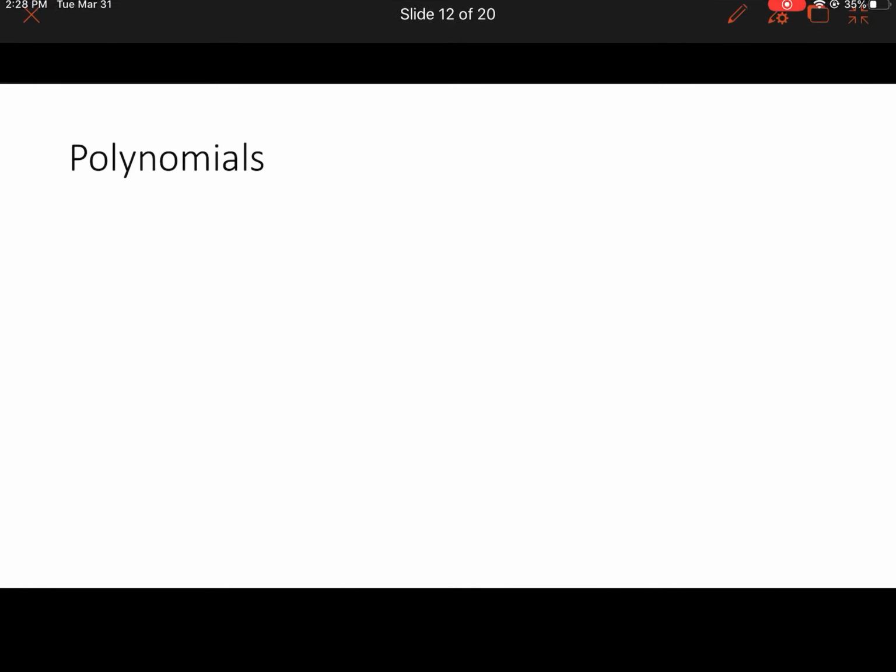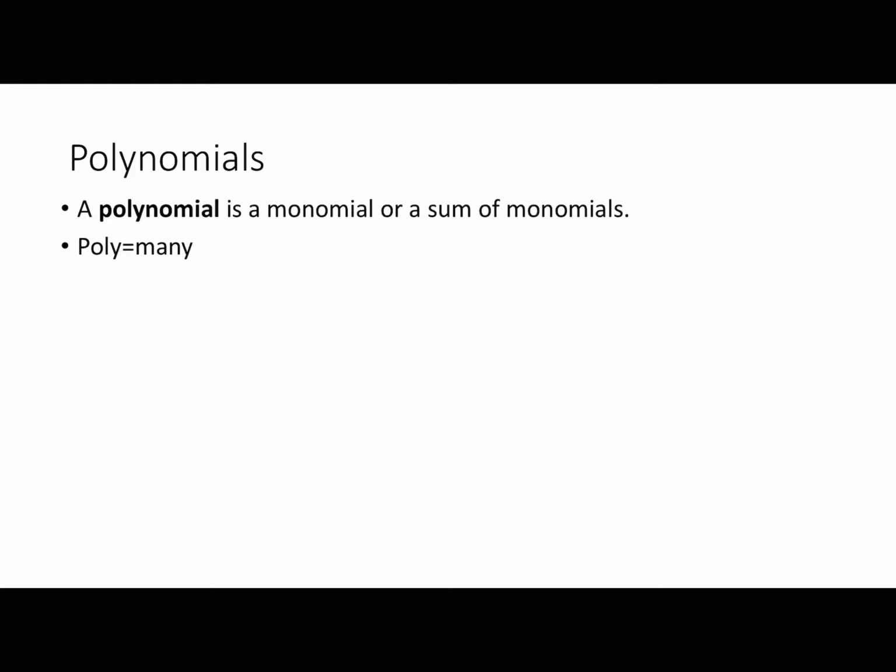Now let's look at polynomials. A polynomial is a monomial, it could be one, or it could be the sum of monomials, so it could be multiple. The root word here is poly, meaning many. Whenever you hear polygon, that means many sides. Polyhedron means many faces, and so on. Anytime you see the word poly, it means many.